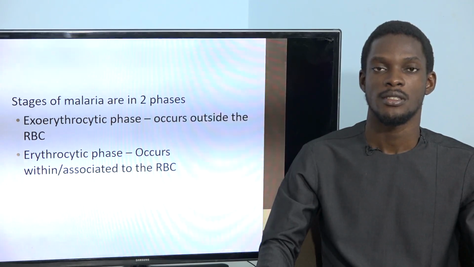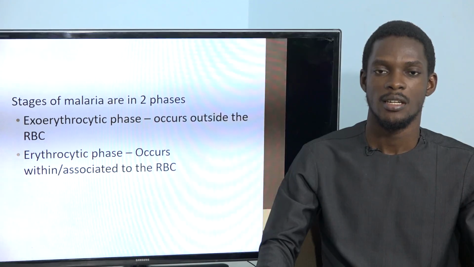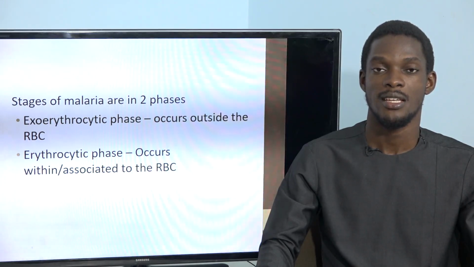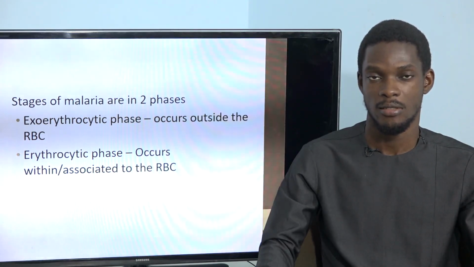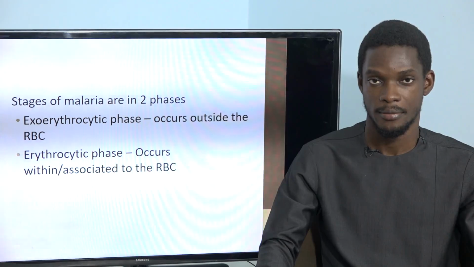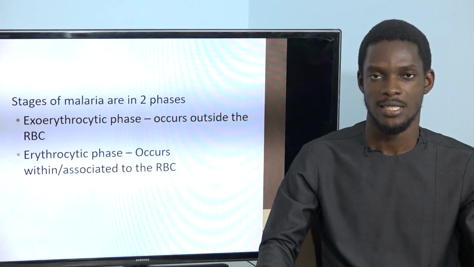Malaria occurs in two phases. We have the exoerythrocytic stage and the erythrocytic stage. The exoerythrocytic stage occurs outside the red blood cell, particularly in the liver and the spleen, and then particularly in the liver, but the spleen is also implicated due to close proximity and function. And the erythrocytic stage occurs within the red blood cell. The liver and spleen action takes place before the red blood cell action takes place.